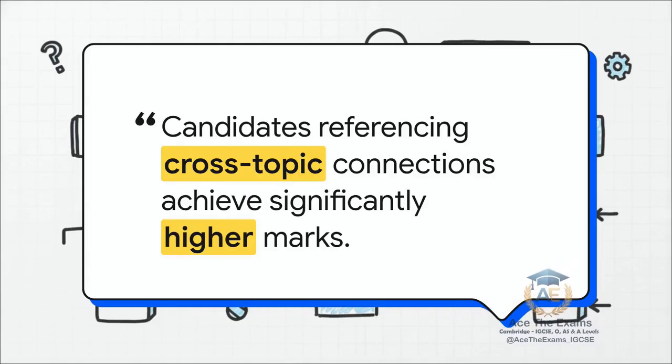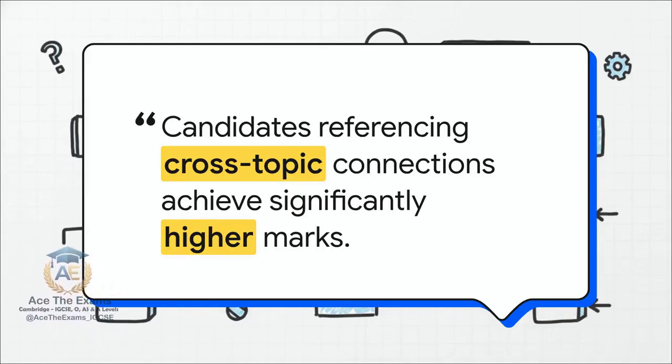This quote is pulled directly from the principal examiner reports. Candidates referencing cross-topic connections achieve significantly higher marks. The theoretical architecture of relative addressing doesn't exist in a vacuum. It rests on causal relationships and integration with other syllabus areas. If you can explain how relative addressing relates to array manipulation or how it affects the fetch-execute cycle, you are signaling to the examiner that you understand the complete system.